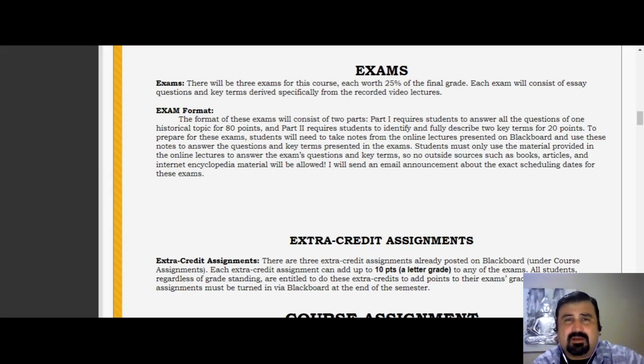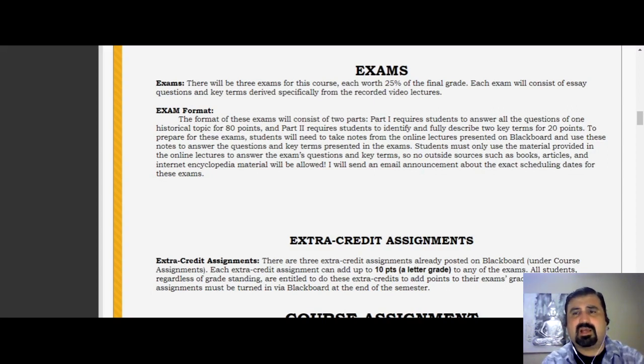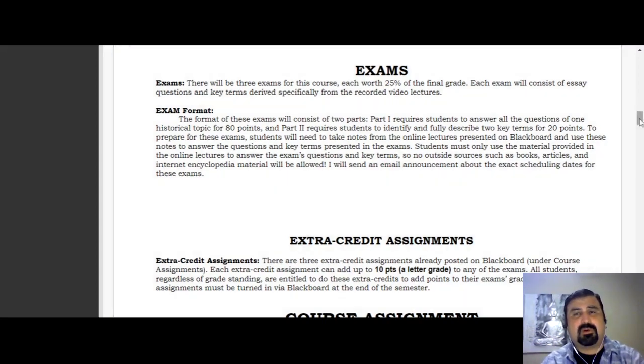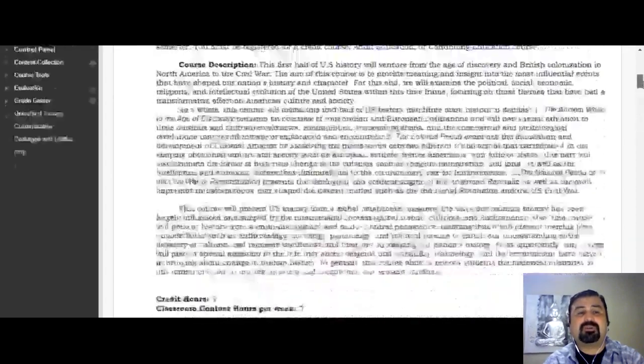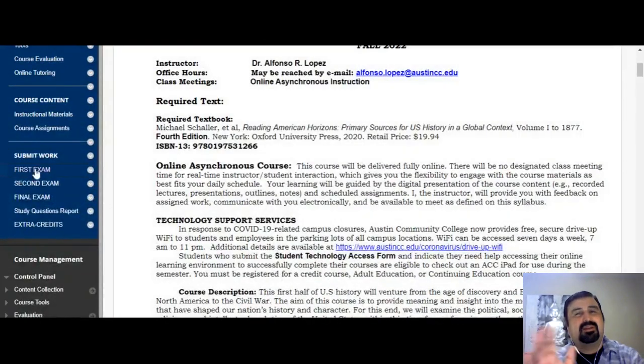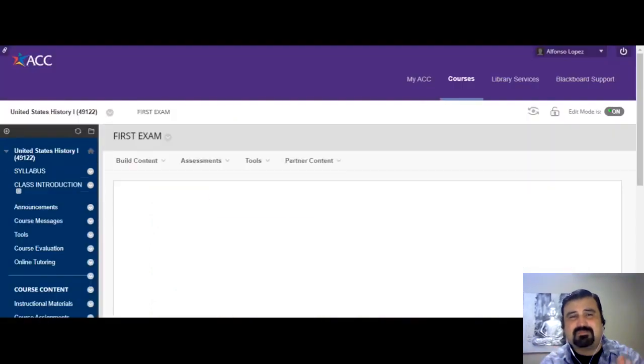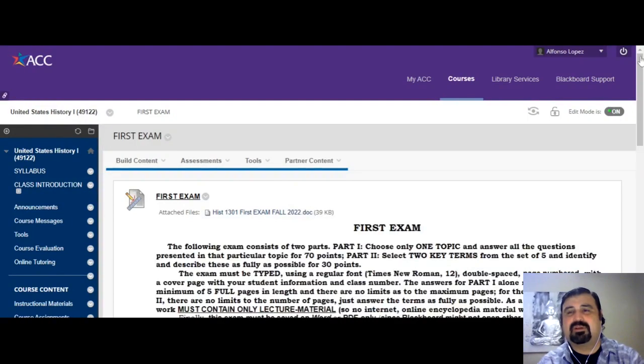There's no fill in the blank, there's no Scantron, nothing of that sort. It's just for you to look at a series of questions presented on one topic and then answer them as fully as possible. And then the key term section, part 2, address those key terms from another topic. So let me give you an example. Let's just say the first exam. Let's click on the first exam right here where it says submit work, so you can see the instructions, so I can guide you, more or less, how this is going to work out.